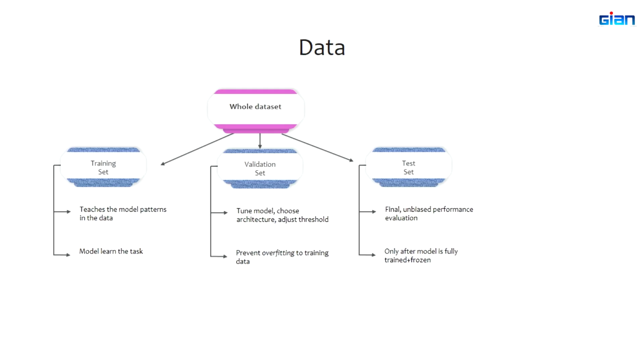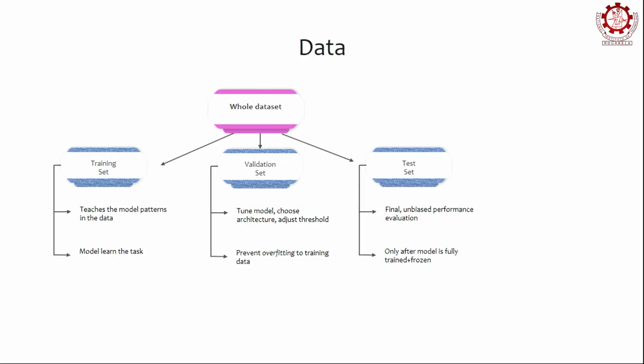Okay, so once you have your whole data set, you need to divide your data set into training, validation, and testing. So there are different ways you can do this, either a 70, 20, 10 rule, or it depends. So a lot of times your test set is completely independent. If it is completely independent, you can divide your training and validation into 70% and 30%. So it all depends on how much data you have. Okay, so in the training set, what you do is you teach the model the patterns in the data, and the model learns the task. And in the validation, you tune the model. You identify the best parameters, and you choose what architecture is the best.